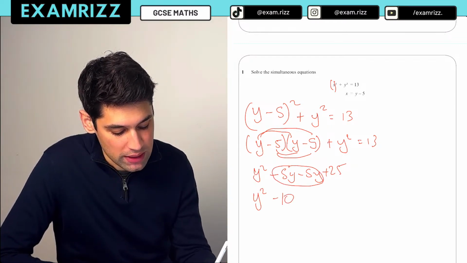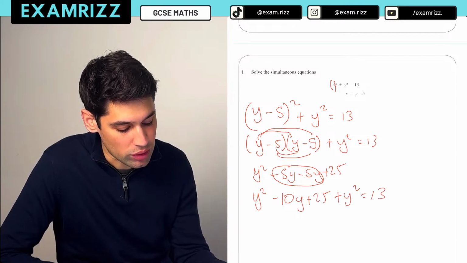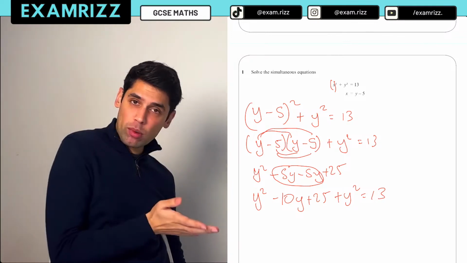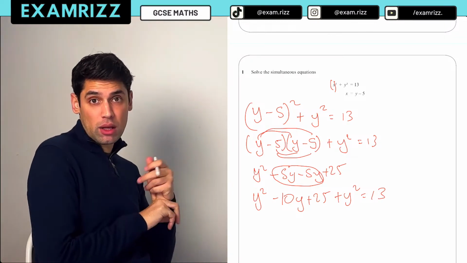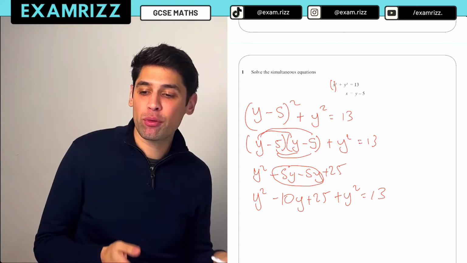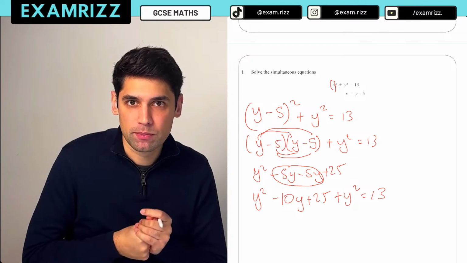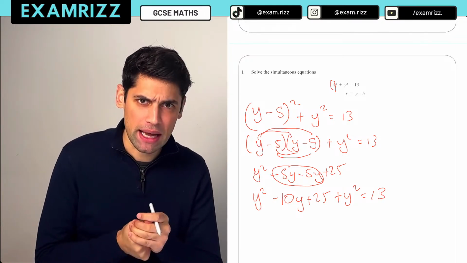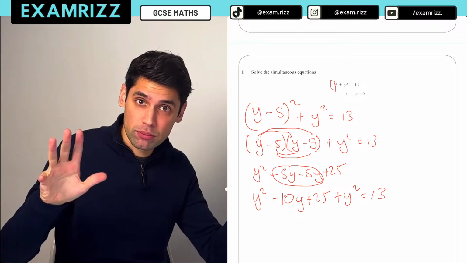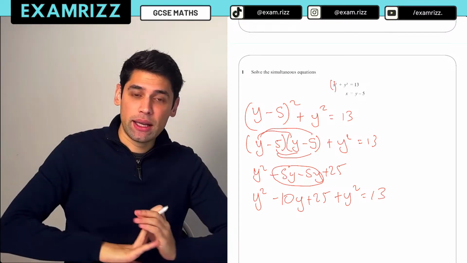Y squared minus 10y plus 25 plus the other y squared equals 13. So we've fully expanded the brackets. Remember, in algebra, there are 2 things we don't like: fractions and brackets. When I say we don't like them, I just mean whenever we have them, it should be our instinct to multiply them out. That's really important when it comes to algebra. Fractions and brackets, it is our instinct to get rid of them. So we've got everything in one nice line here.